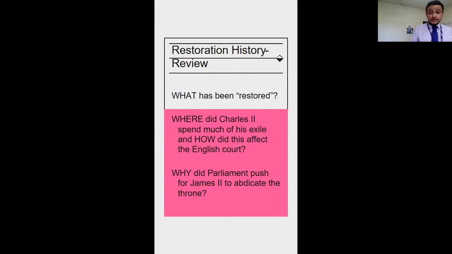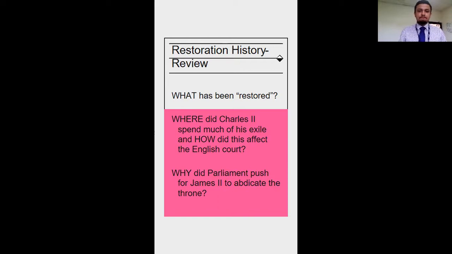Another question that I want you to reflect on is where Charles II spent much of his exile, and how this affected the English court. And the third question, which is knowledge you probably acquired from reading the materials and exploring the different elements from the previous session, if you haven't explored it and you have the chance, so you know what we're talking about: why did Parliament push for James II to abdicate the throne? Those are questions you need to think about from the previous session.